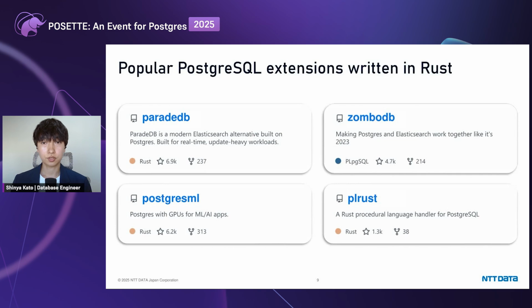There are many popular Postgres extensions written in Rust using pgrx. ParadeDB is a modern Elasticsearch alternative built on Postgres. ZomboDB integrates Postgres and Elasticsearch. PostgresML is a powerful Postgres extension that seamlessly combines data storage and machine learning inference within a database. PL/Rust is a Rust procedural language handler for Postgres. Various other extensions are also being developed, so please refer to GitHub for more details.